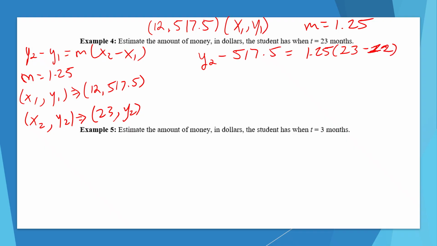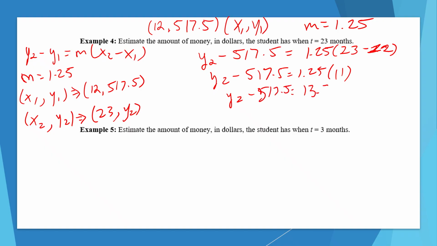Once we have that, then we should get y2 minus 517.5 equals 1.25 times 11. This is going to be the same on the left-hand side, equals, and then this should be 13.75. Once I have that, I'm going to add 517.5 to both sides to get y2 equals $531.25. That should be my answer there.